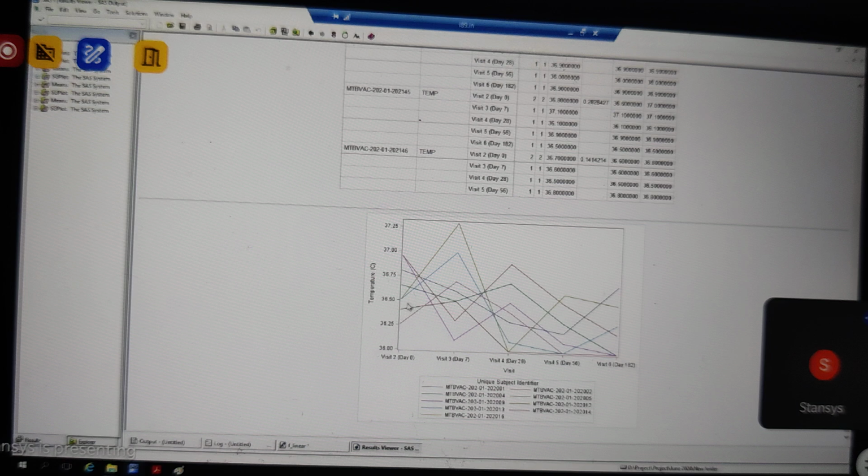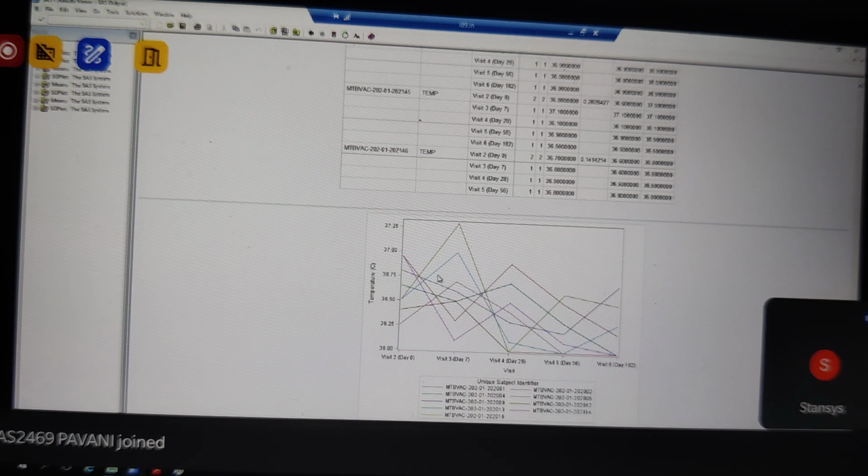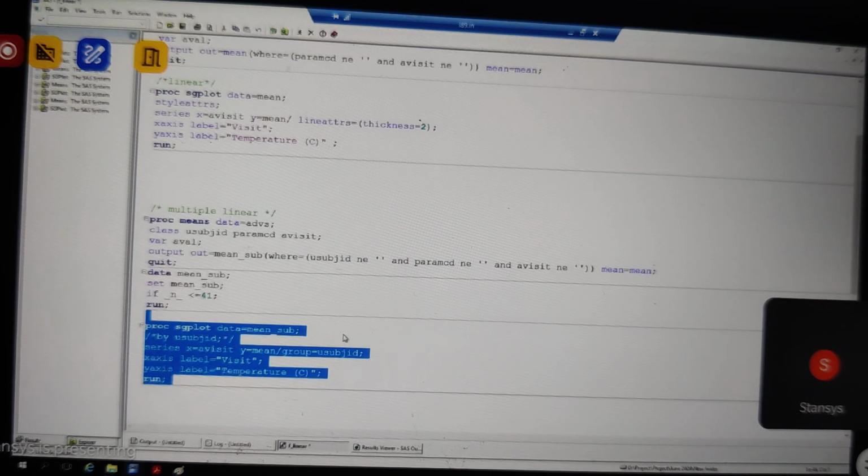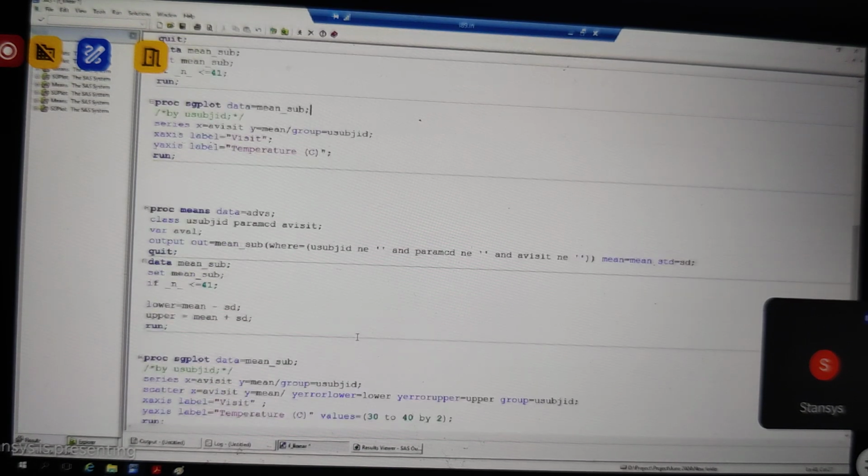So it means we are checking the multiple linears. Subject-wise we have drawn the line. Is that clear? Okay, great. Then we'll check another example.